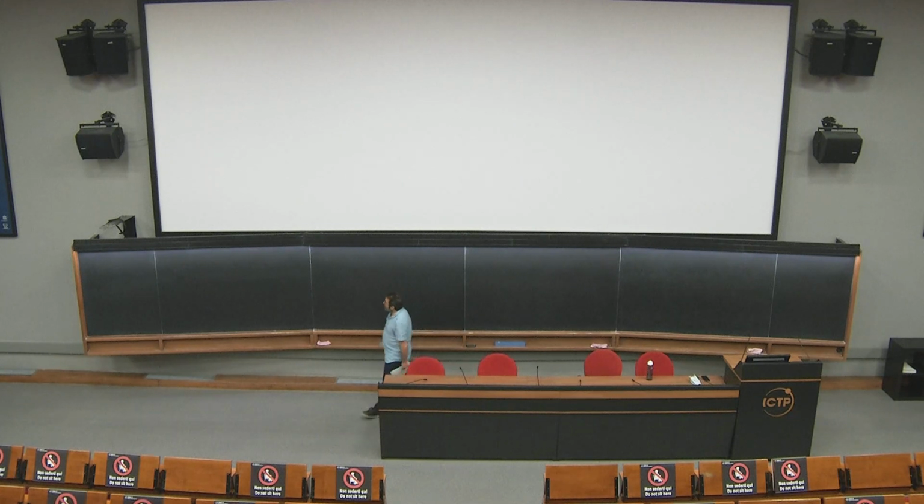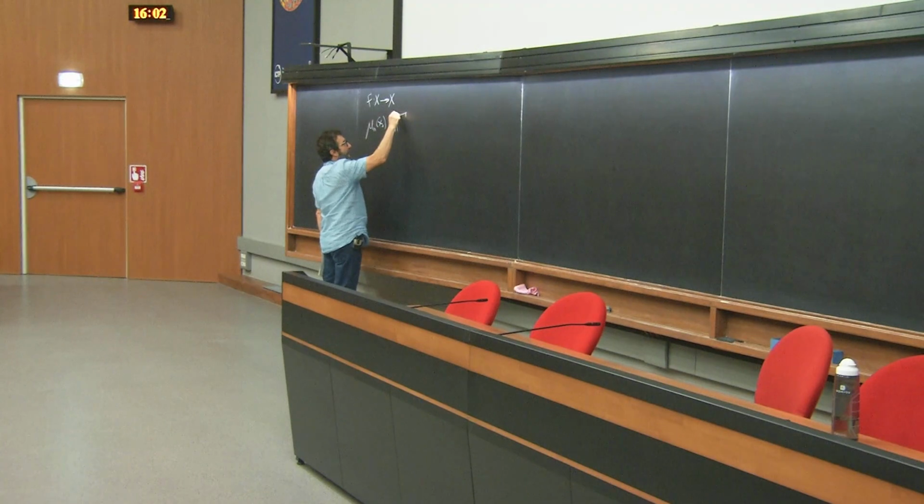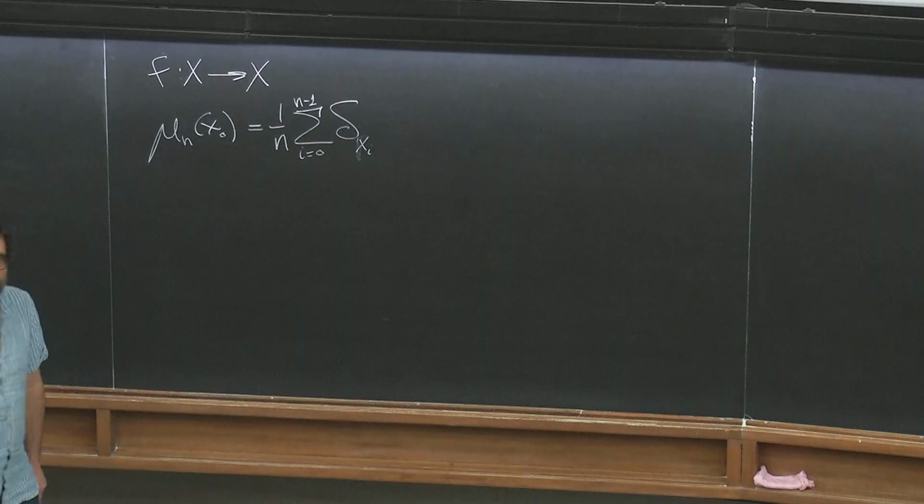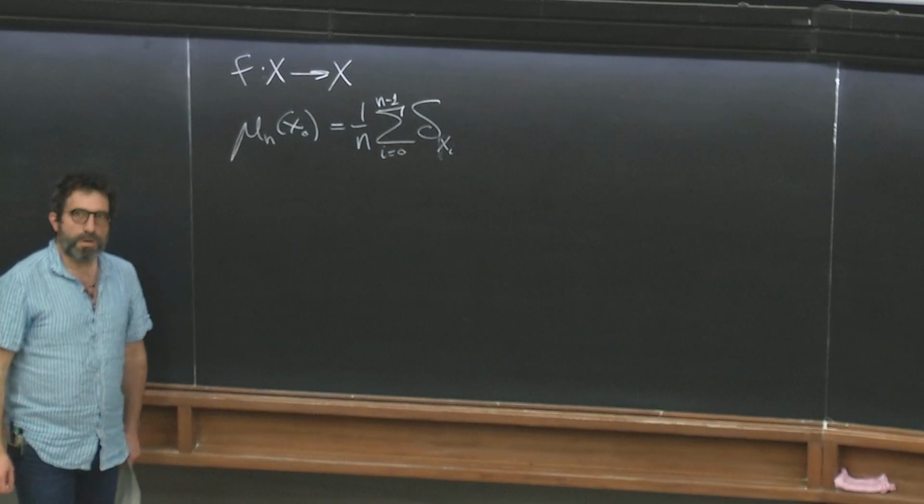So last lecture, I introduced this new way of looking at orbits using measures, if you remember. We have a metric space and a map of the metric space. And then I defined this sequence of measures mu n, by some initial condition, given as the average of the Dirac deltas along the orbit. Any questions from last time?